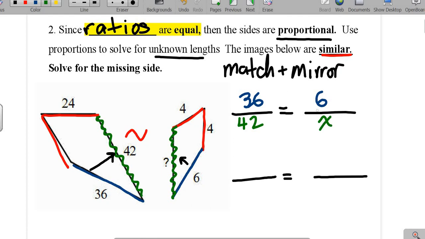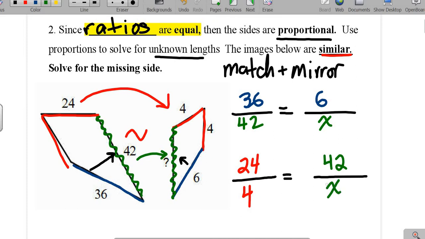That's within one shape. Or I can go from shape to shape, which is my general preference, and I usually work left to right. So I can go 24 to 4. And then I'm going to go like this, 42 to unknown. Either way, when you cross multiply, you're going to get the same thing. Now, I can reduce on the same side before I cross multiply.